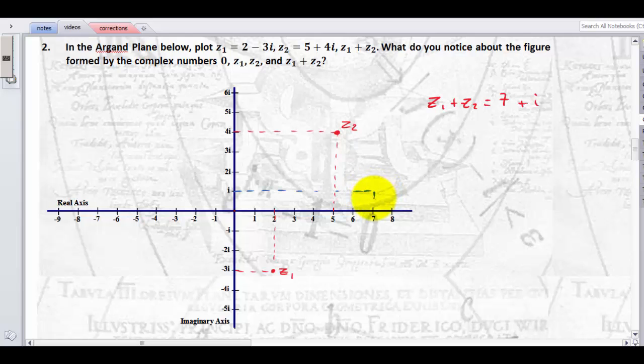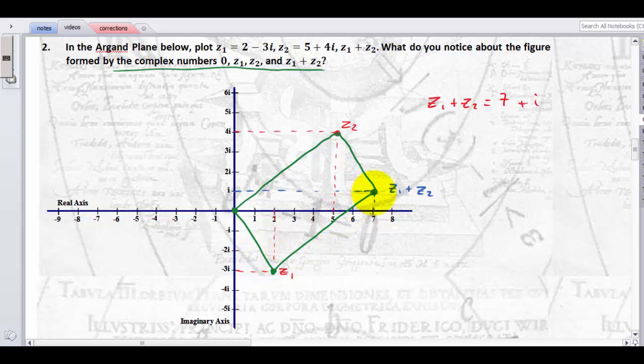That's I, and this is 7 right here. Then, the question is, what do you notice about the figure formed by the complex numbers 0? Okay, so let me write that this is z1 plus z2 right here. What do we notice about the figure formed by 0, z1, z2, and z1 plus z2? Well, I don't know. Let me take a look at it. Let me connect the points, like that, like that. Here we go.